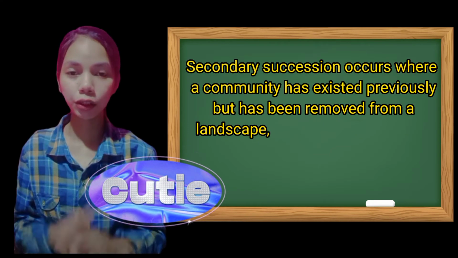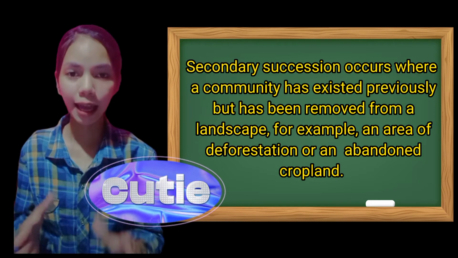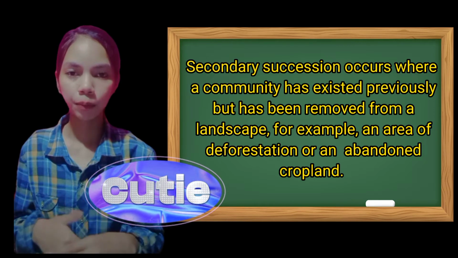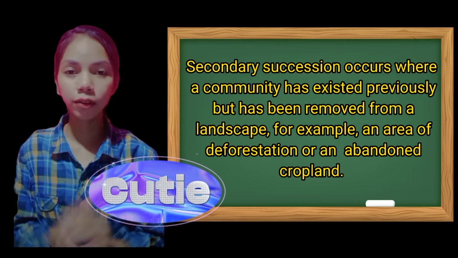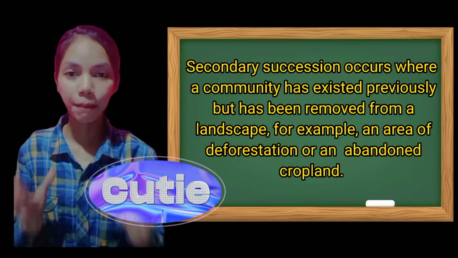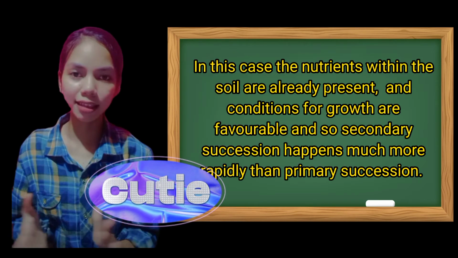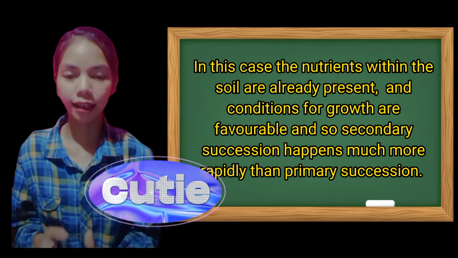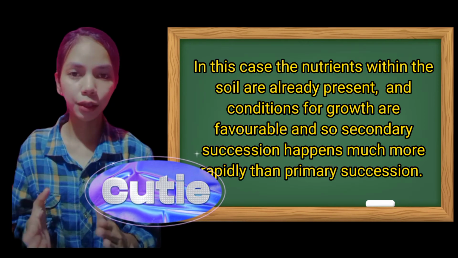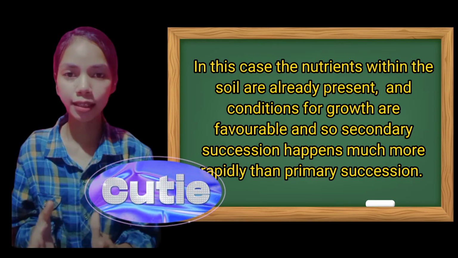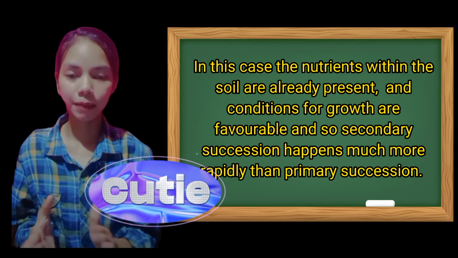Secondary succession occurs where a community has existed previously but has been removed from a landscape, for example, an area of deforestation or an abandoned cropland. In this case, the nutrients within the soil are already present and the condition for growth is favorable, and so secondary succession happens much more rapidly than primary succession.